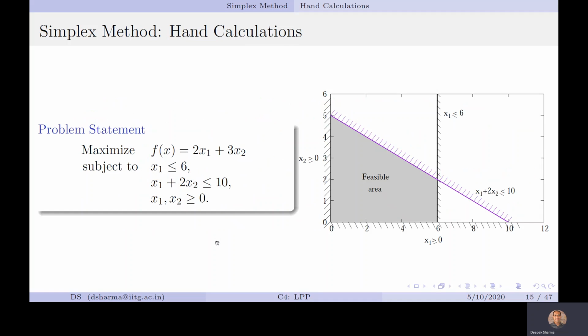So let us understand the simplex method with the help of one problem, as stated here. We want to maximize a function which equals 2x1 plus 3x2. This problem is subject to x1 smaller than or equal to 6, x1 plus 2x2 smaller than or equal to 10, and x1 and x2 should be greater than or equal to 0. The plot is drawn on the right-hand side.